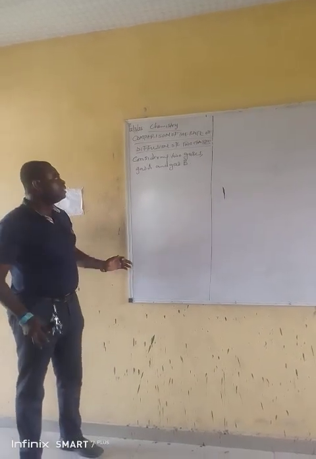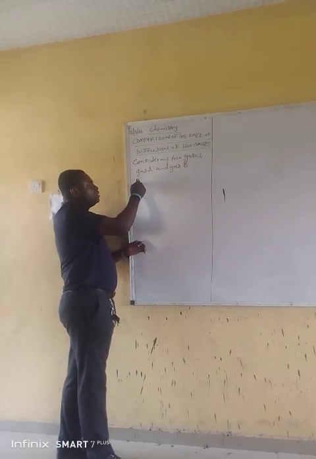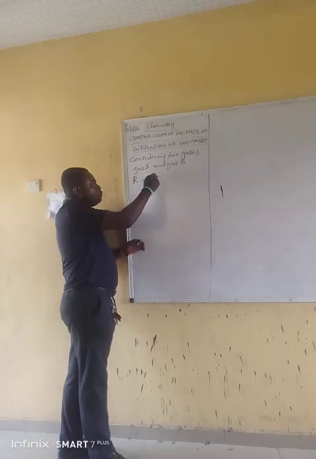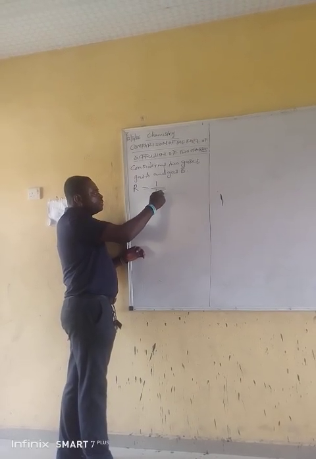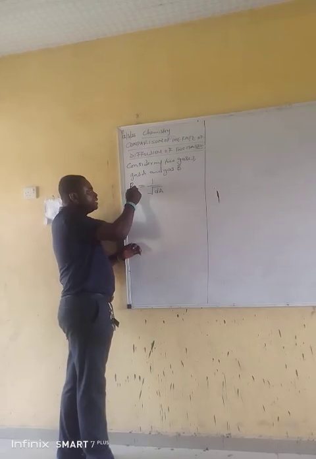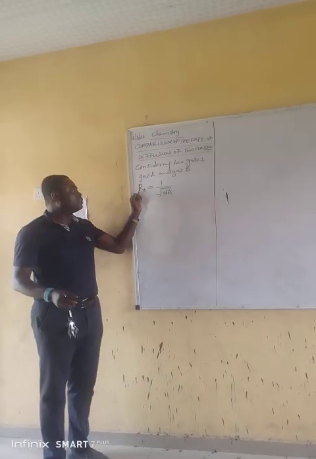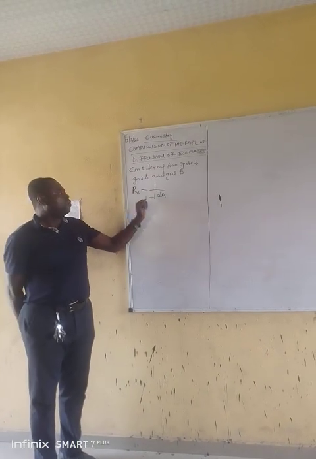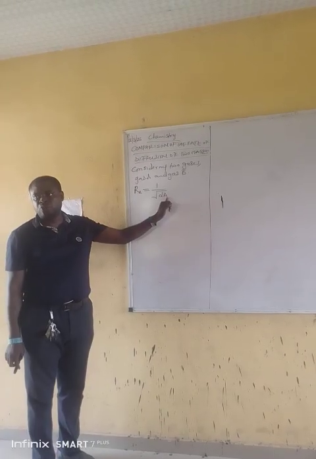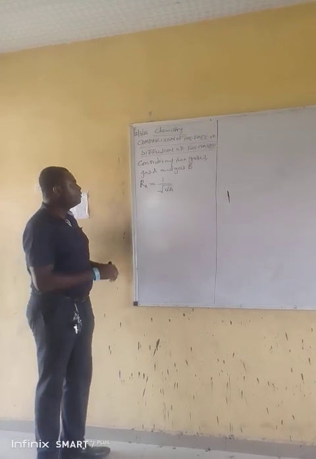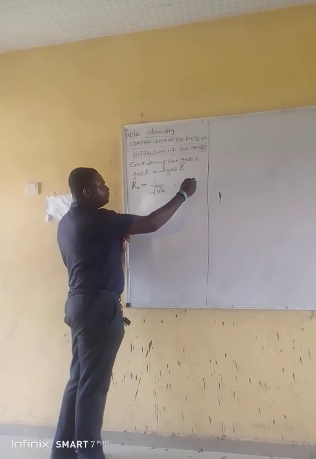Now, what is the rate of diffusion of gas A? The rate is equal to 1 over the square root of the density of gas A. That represents the rate of diffusion of gas A. This R means rate of diffusion of gas A, while this D means density of gas A. Yes. Now, I can call this one equation 1.